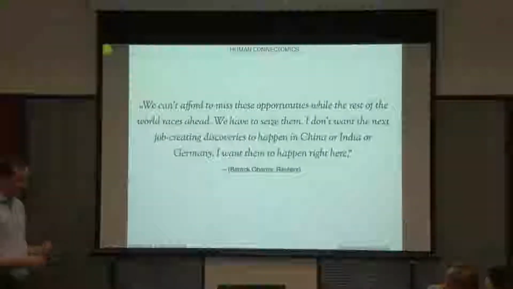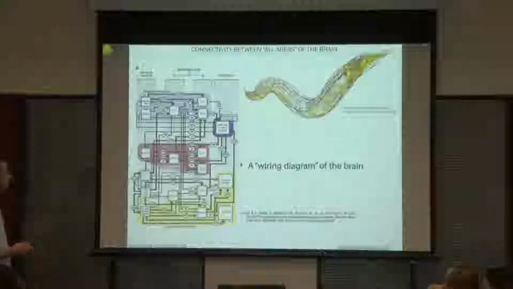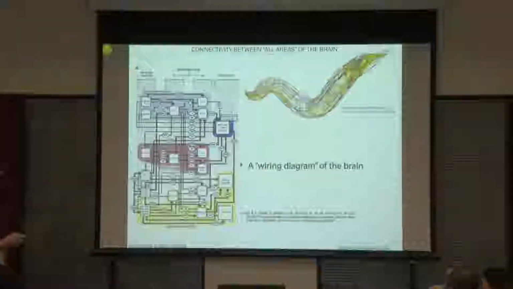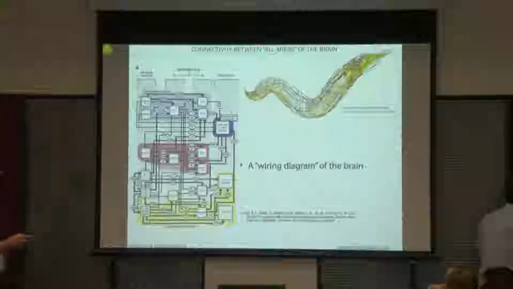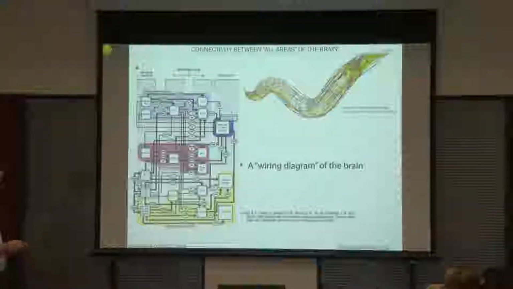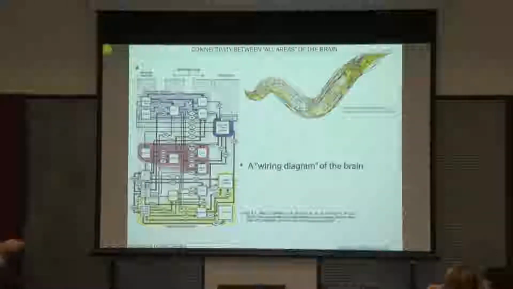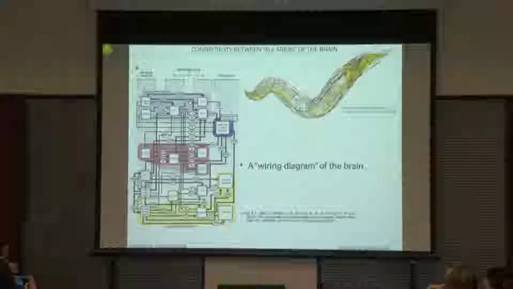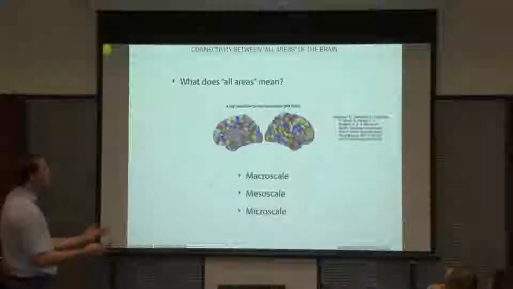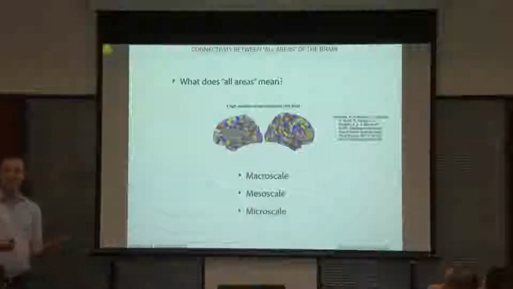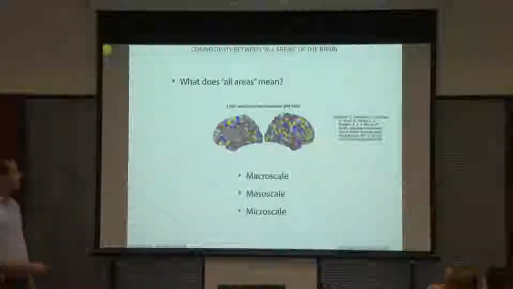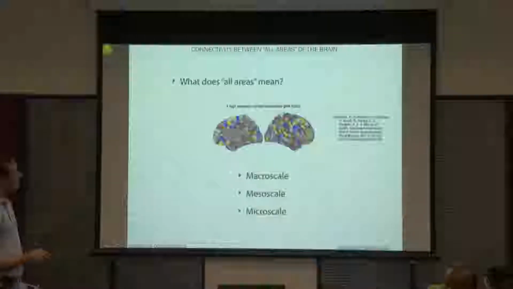But it shows that, with the Brain Initiative, politicians see a great potential in connectomics. And now the idea, again, is to have connectivity between all areas of the brain. And with that, you get a wiring diagram of the brain, right? You get regions and you get their connections. And the question now is, what are all areas of the brain? All areas of the brain is a very loose concept, but you can define them on a macro scale, a mesoscale, and a micro scale.